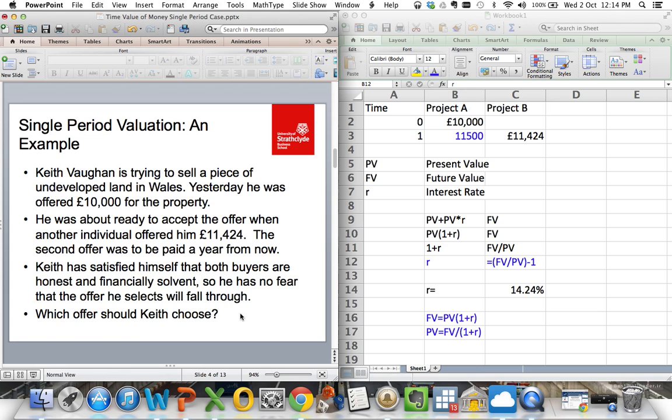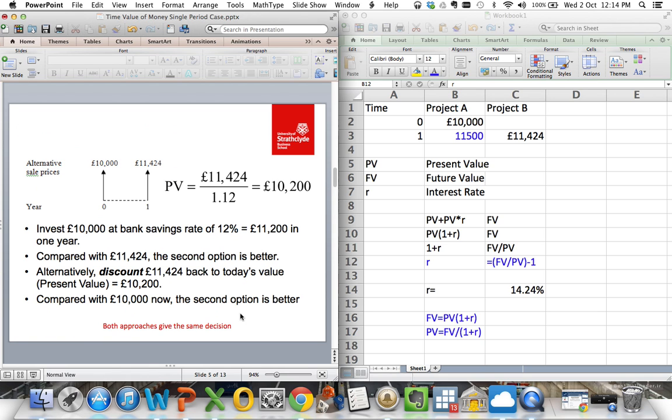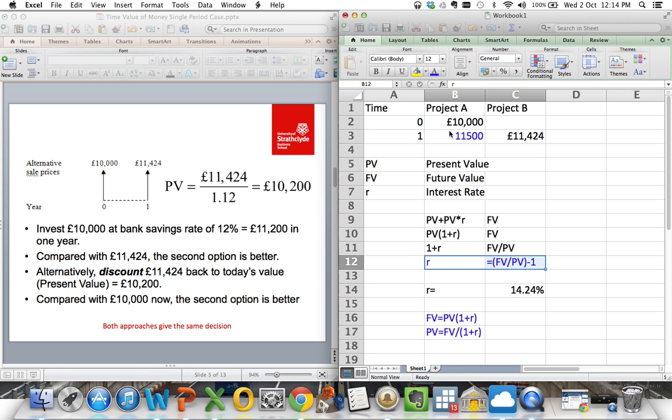So let's just go through some of these. So I've already covered this one. If we look here, I've used a savings rate of 12%. So let's just put the 12% in. And we get 11,200. So if you were to invest in a bank account at 12%, it would grow to 11,200. You have that here. It's not as good as 11,424, so you would say that Project B is better.